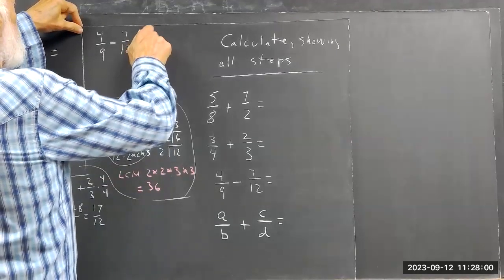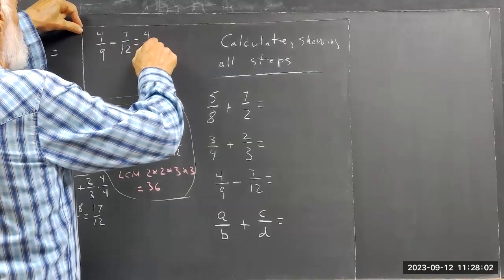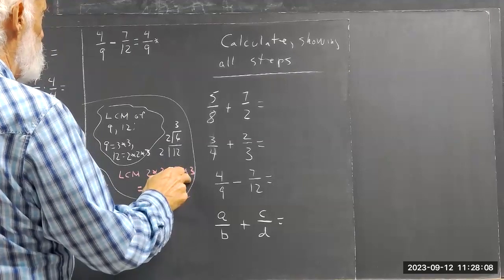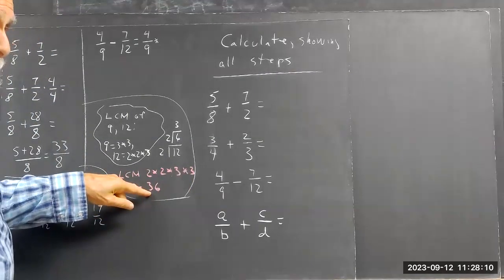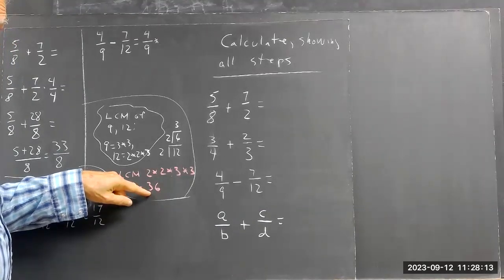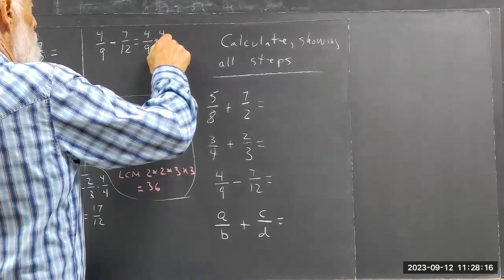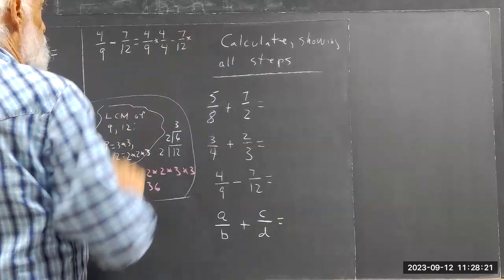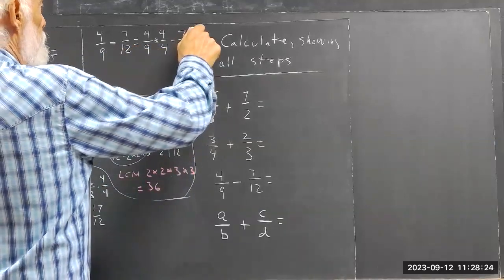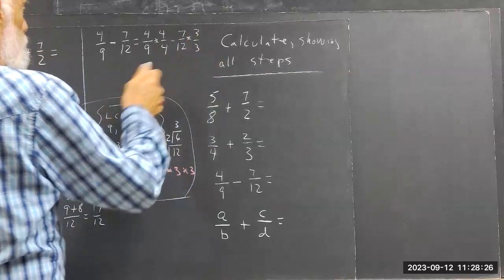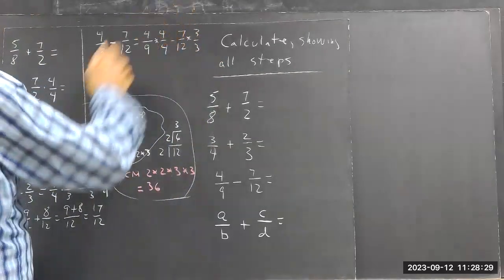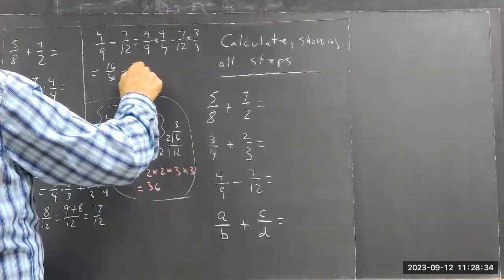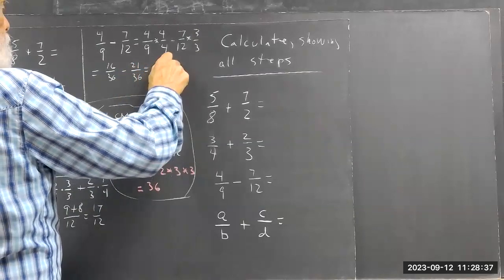So this is going to be 4 over 9. Now 9 is your 3 times 3. We have to multiply by 2 times 2, or to get 36, we're going to multiply 9 by 4. So we do 4 over 4, and 7 over 12. 12 goes into 36 3 times. So we're going to have to multiply 12 by 3, and of course, we've got to multiply the numerator by 3. So we get 16 over 36 minus 21 over 36. And that's negative 5 over 36.